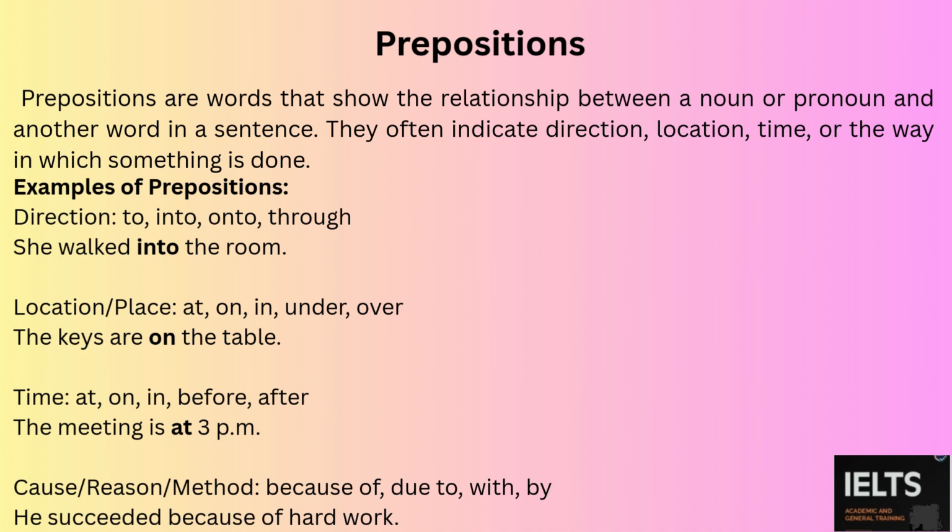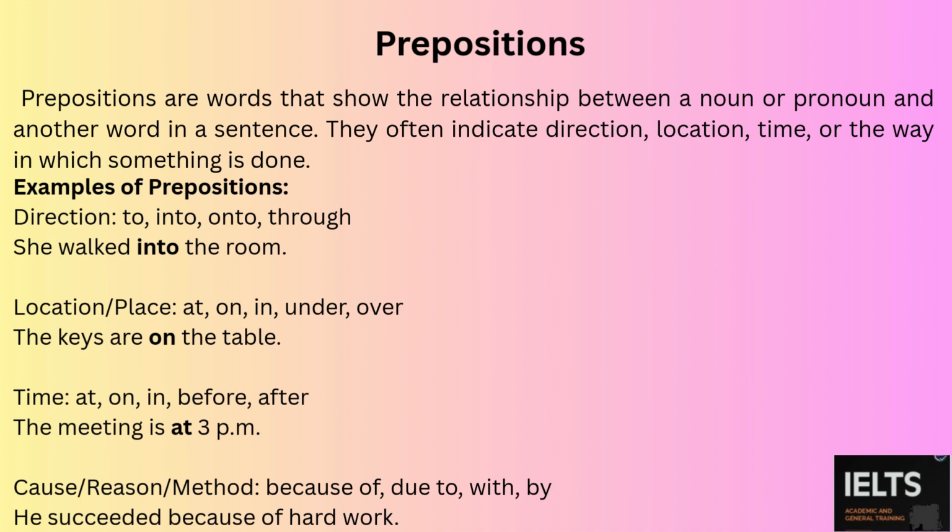Let's get started. Prepositions are words that show the relationship between a noun or pronoun and another word in a sentence. They often indicate direction, location, time, or the way in which something is done. Examples of prepositions: direction: to, into, onto, through. She walked into the room.